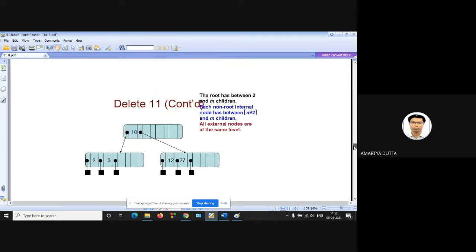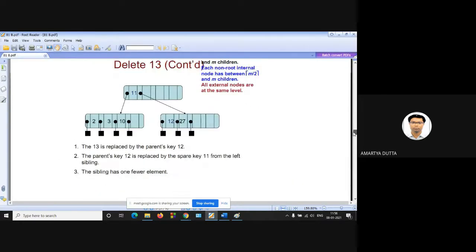Now delete 11. So now you have to delete 11. What should I do? Delete 11 means?